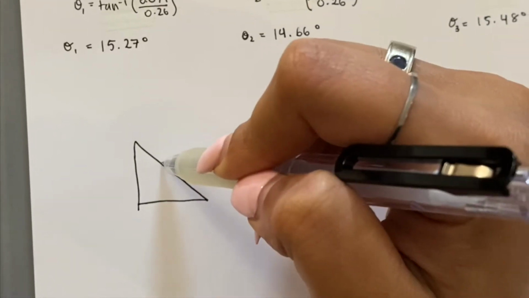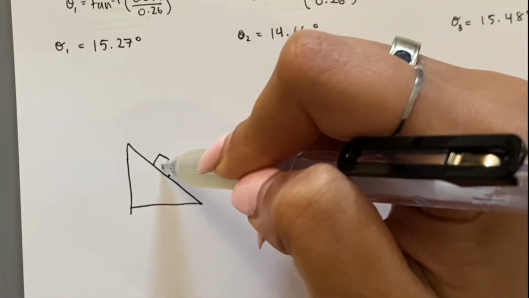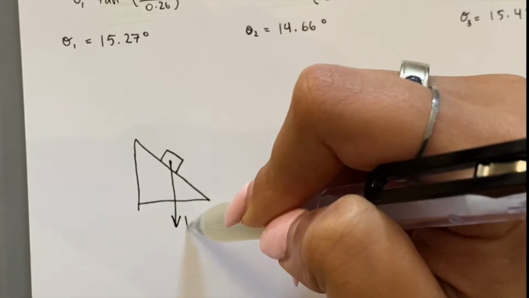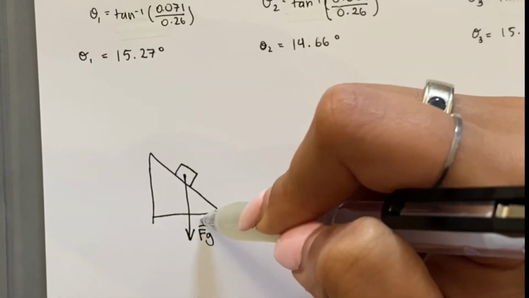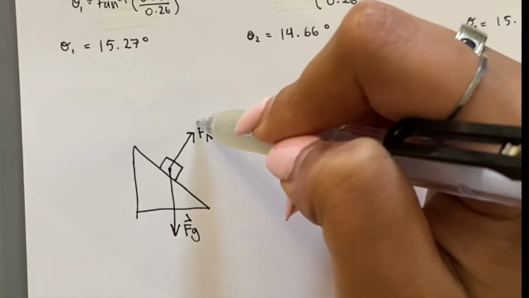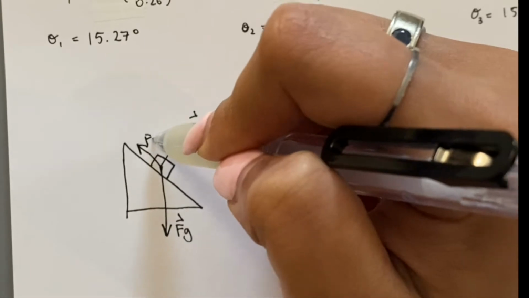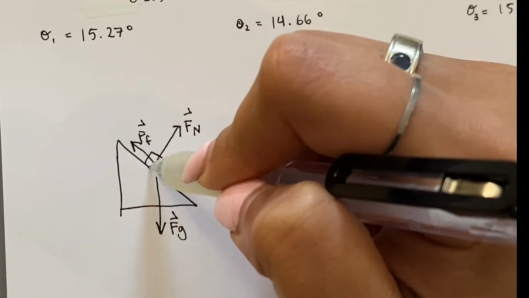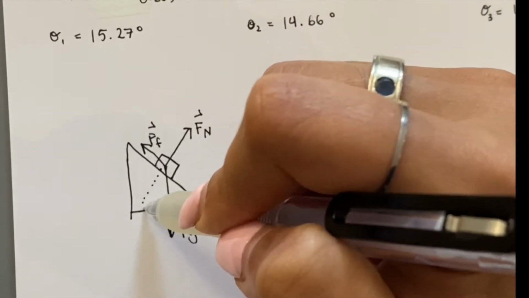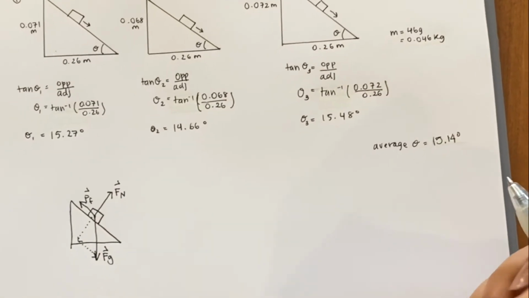This is recreating the model. And on top I will draw the free body diagram. So we have the force of gravity, we have the normal force, and then we have the force of friction. And just to be clear, I will draw the two components of the force of gravity. Great, so now we can find the force of friction.